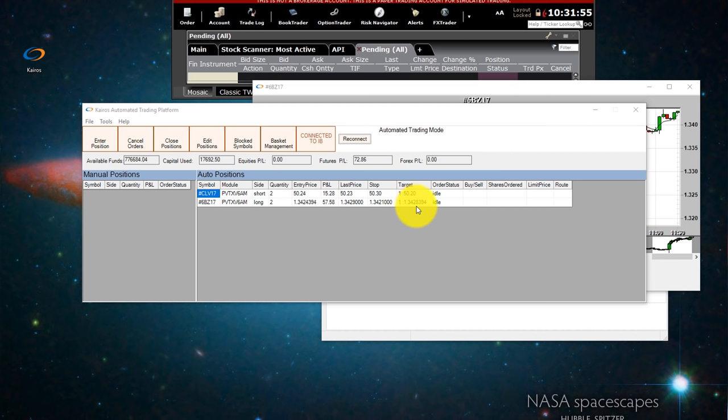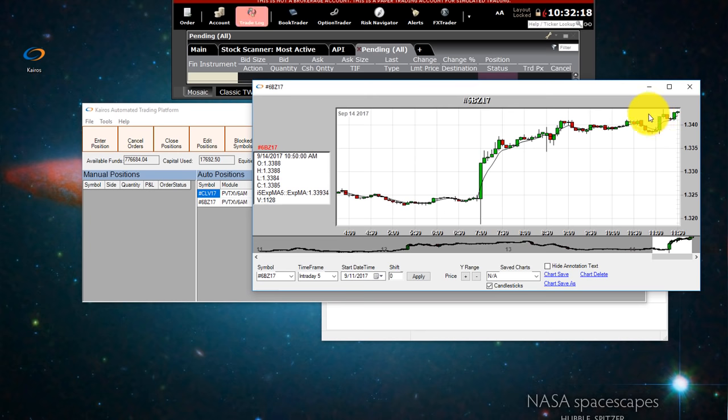Now the target of 1.3428 here. So it's at that price, but it's going to get above this, and also the bid needs to get above that to make sure that we get a fill of at least this price. Here's the chart on the British pound. It entered at the close, or after this bar closed.